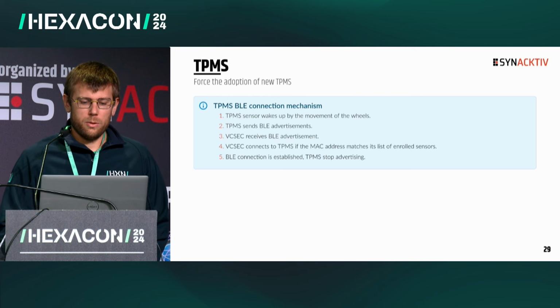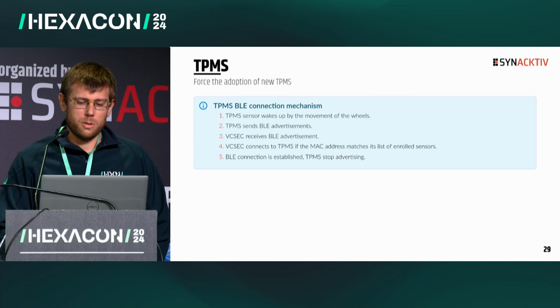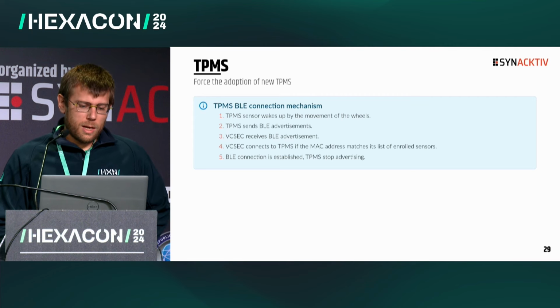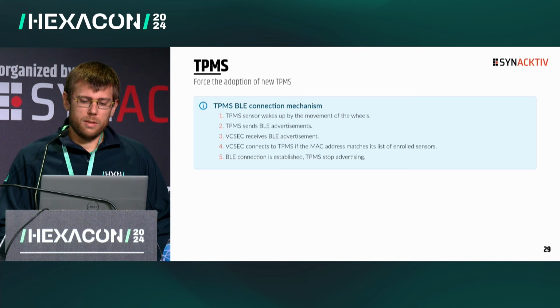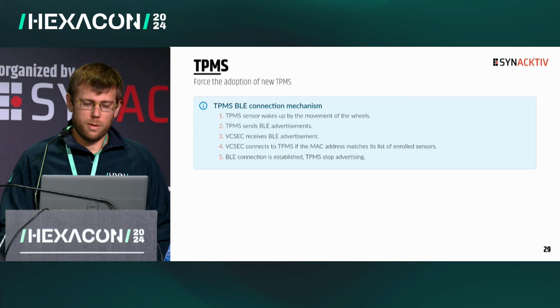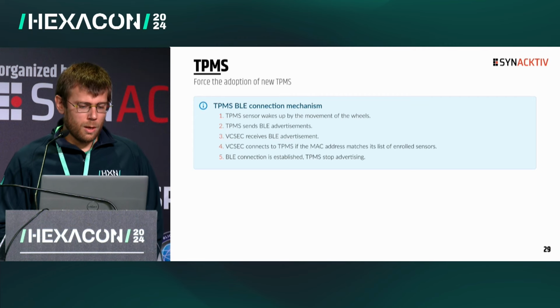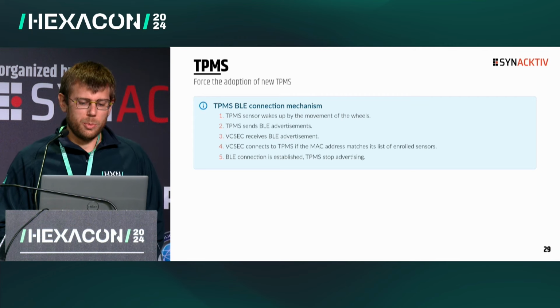So we saw that during auto-learn, new TPMS can be adopted. Let's see how to have a disconnected TPMS. To save power, TPMS are disabled when the car is not moving. And when the car starts moving, TPMS are woken up. TPMS advertise in BLE, and the VCSEC handles this advertisement to connect to them if the MAC address of the sensor is already known. When VCSEC is connected, the TPMS sensor stops advertising.